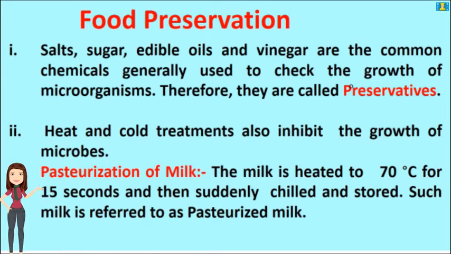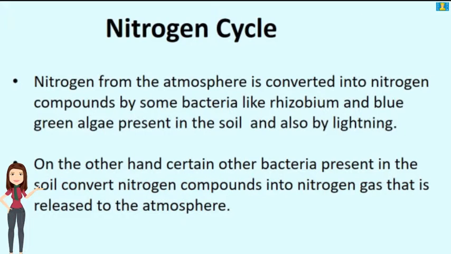Heat and cold treatments also inhibit the growth of microbes. Pasteurization of milk. The milk is heated to 70 degrees Celsius for 15 seconds and then suddenly chilled and stored. Such milk is referred to as pasteurized milk.